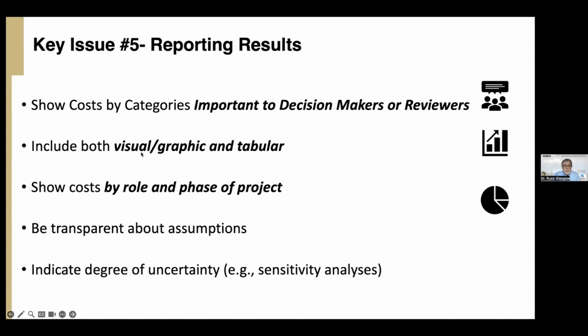I personally feel it's helpful, because people are different types of learners, to have both some really visual examples, some graphic examples, and also some tables or approach there. I also personally feel it's important to show the cost of different roles, different types of folks, and I'll talk specifically why that's important later when we discuss issues like task shifting and what we call replication analysis, and then also by the phase of the project.